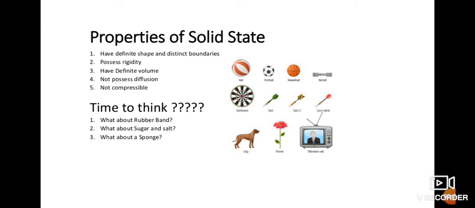Now, there are some exceptions to this. Normally we say that any type of solid cannot change its shape. But what about a rubber band? A rubber band can change its shape when force is applied onto it, but it will regain its shape when you release the force. That's why we will consider it as a solid.